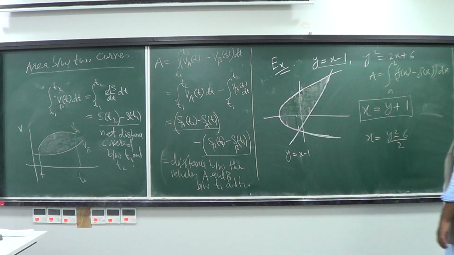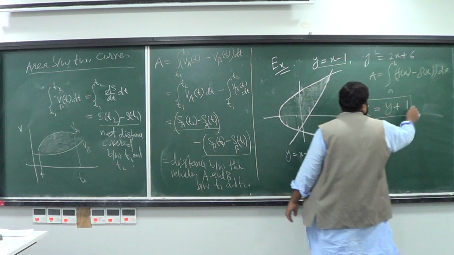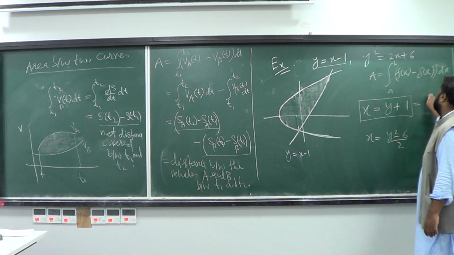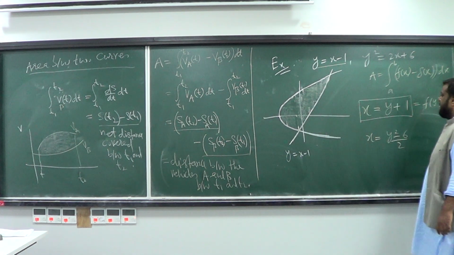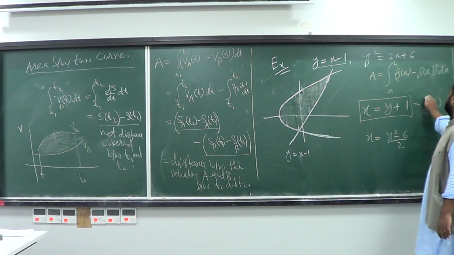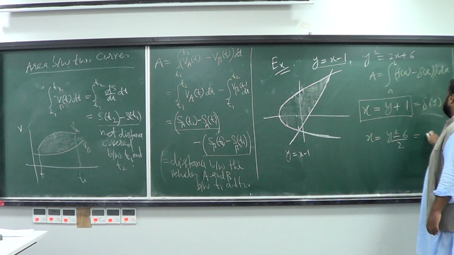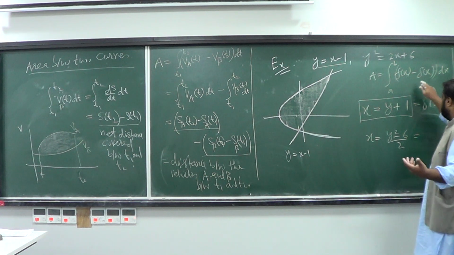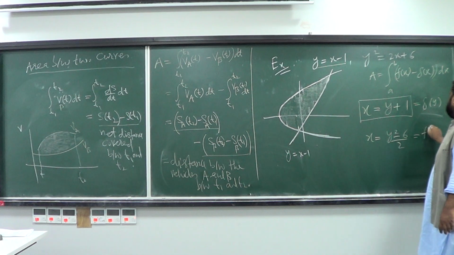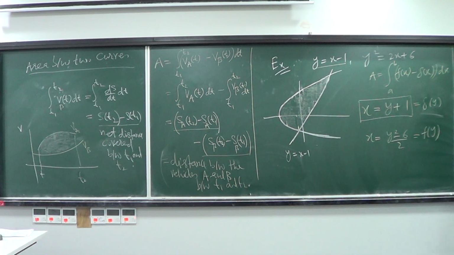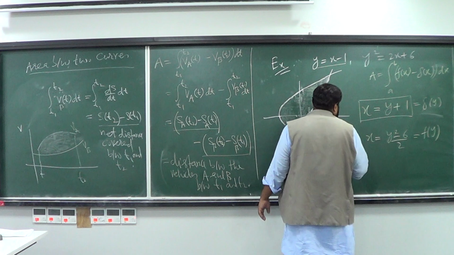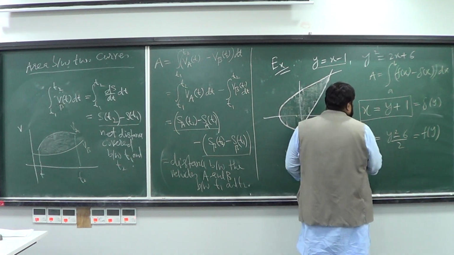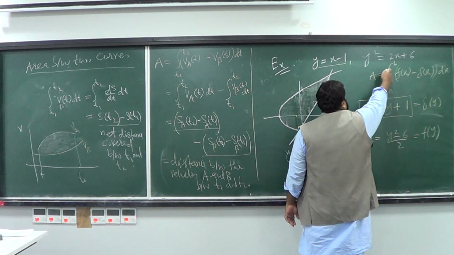And then for the required area, let's call this function g, and let's call this function f. It doesn't matter. So x is a function of y, and x is a function of g actually. So the area now is going to be some integral that starts from some point a to b.